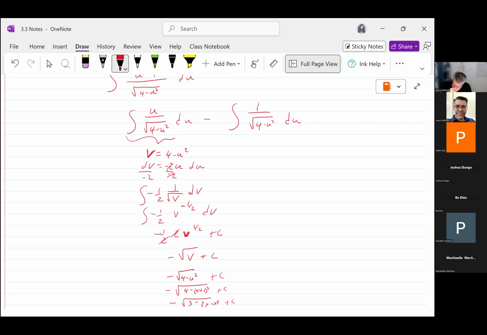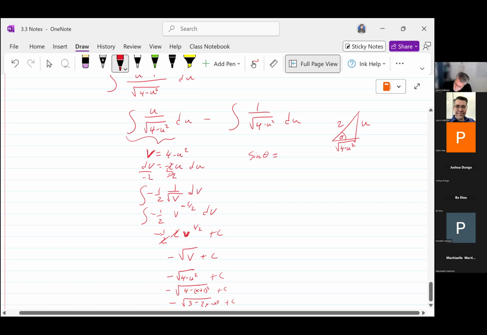Or sorry, the integral of 1 over the square root of 4 minus u squared is inverse sine. But let's do the trig sub just to give us some more practice with that. So this is going to be 2 as my hypotenuse, u, and then this side down here is going to be the square root of 4 minus u squared. This tells me that the sine of theta is equal to u over 2, or u is equal to 2 sine theta. So if I take du, that's 2 cosine theta d theta.